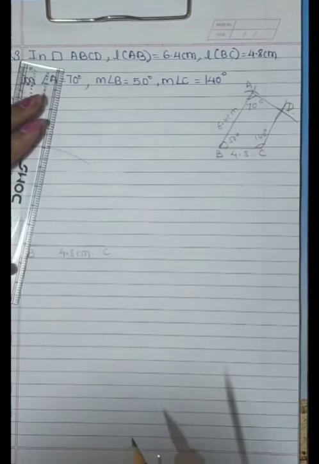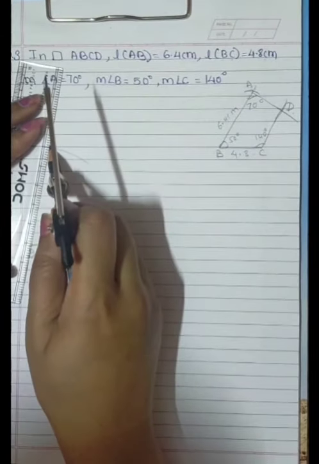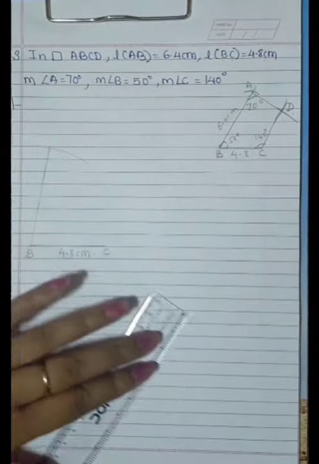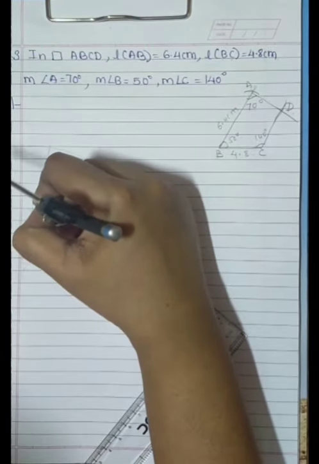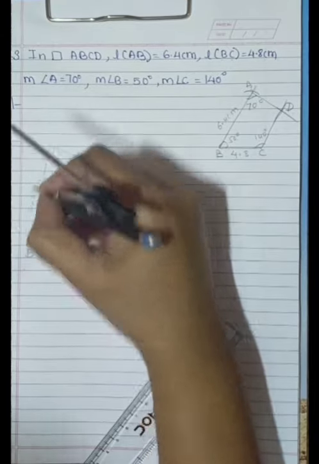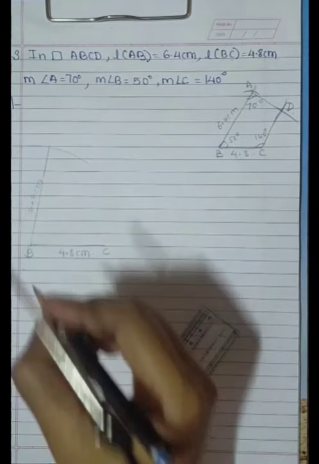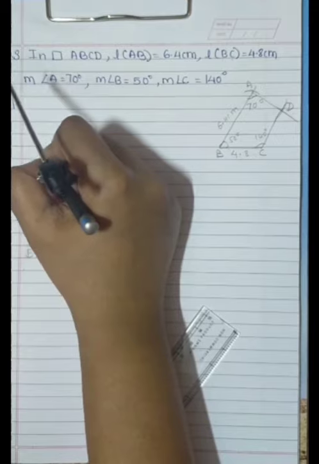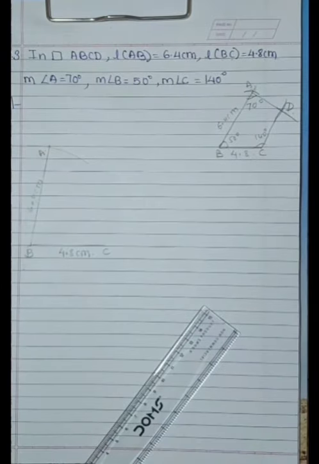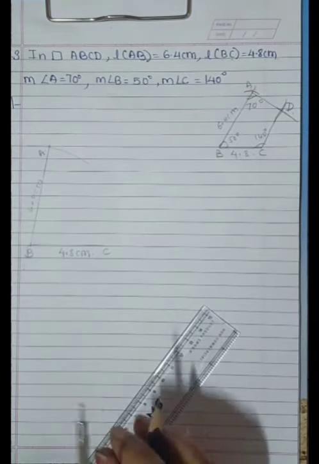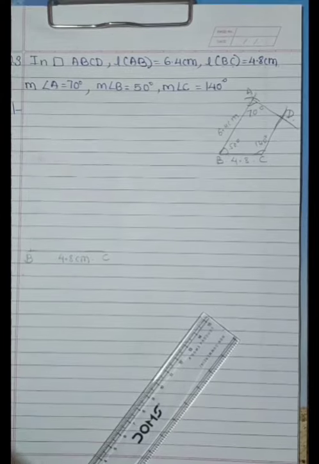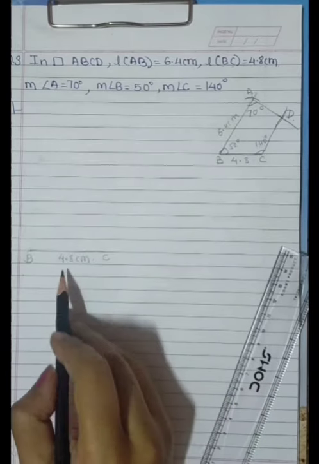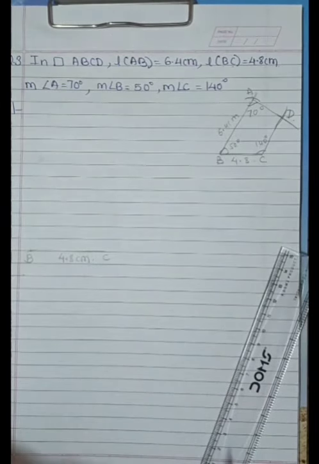Now here we are going to join this. This is 6.4 centimeter. Okay, this is our point A. Okay, now next step, now BC is what? 4.8 centimeter. Now next step is what?